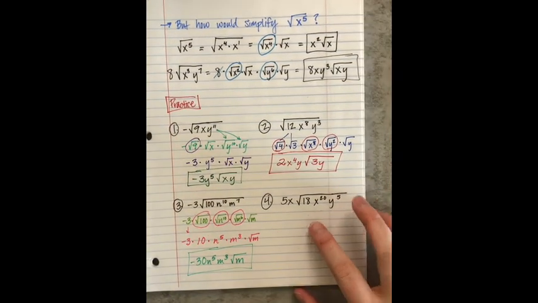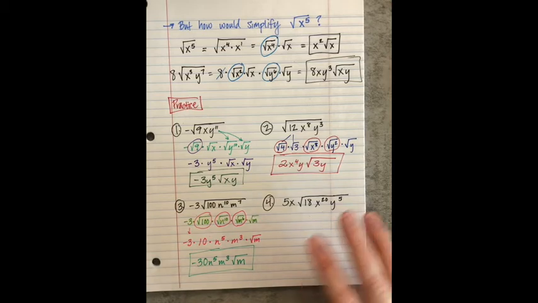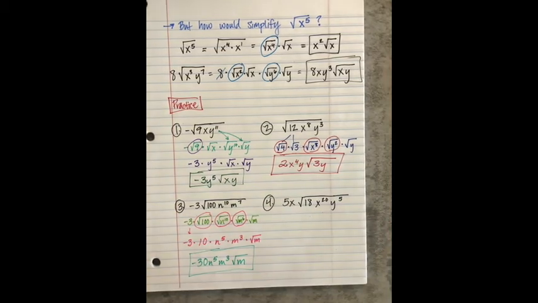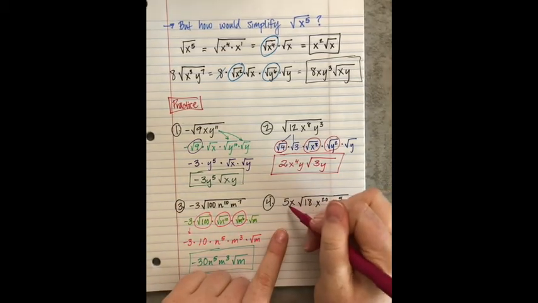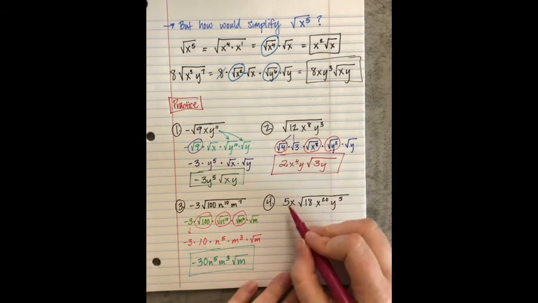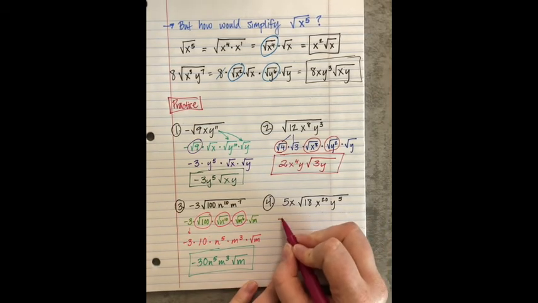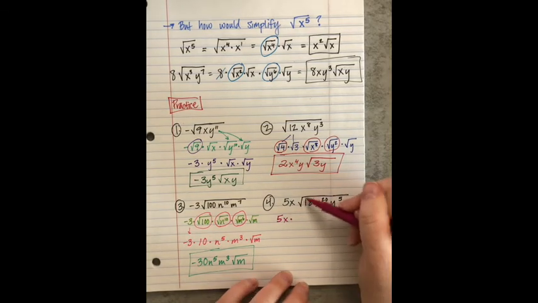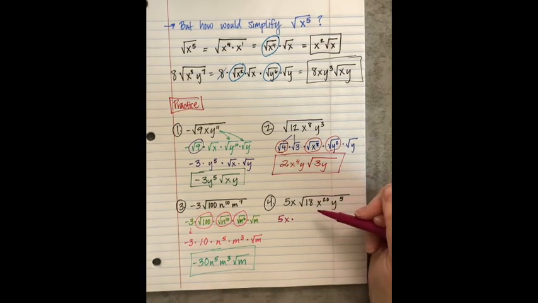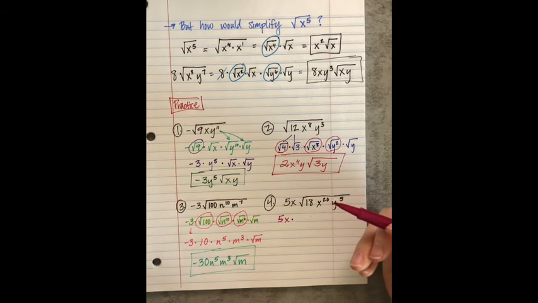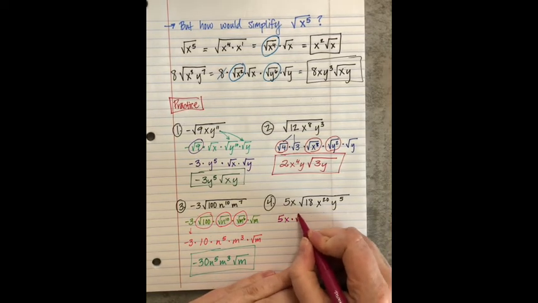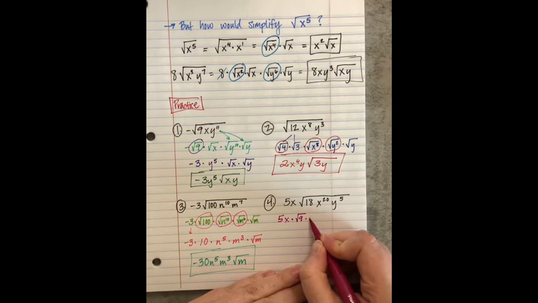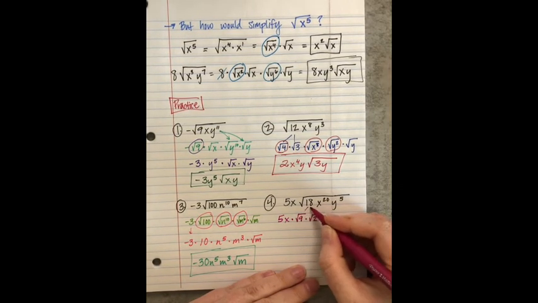Okay, this last one. This is one where it's like if you can do this, you can do anything. Okay? So this 5x, which is 5 times x technically, I'm just going to drop it down. Okay. Radical 18, square root of 18. 18 is not a perfect square, so I need to break it apart. So what's the perfect square number that divides into 18? Well, it's 9. So I'm going to break that down into the square root of 9 times the square root of 2.